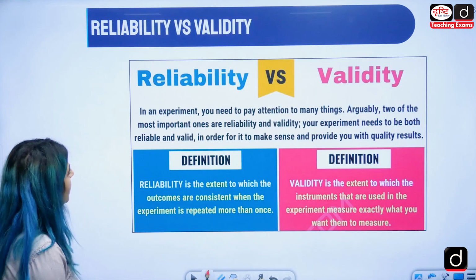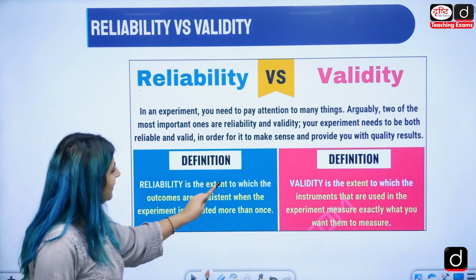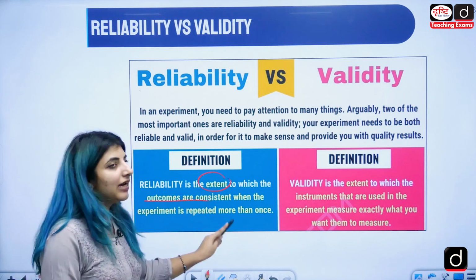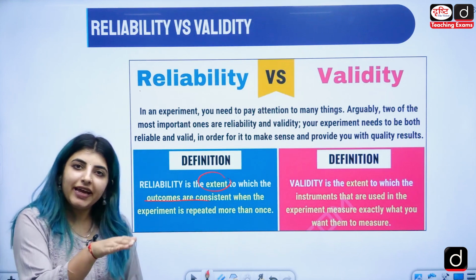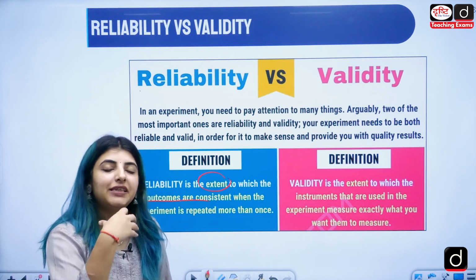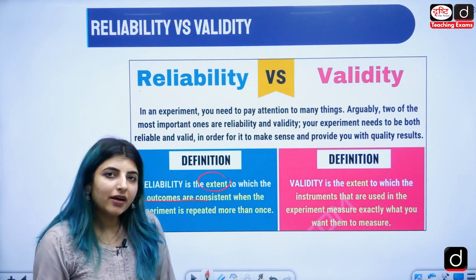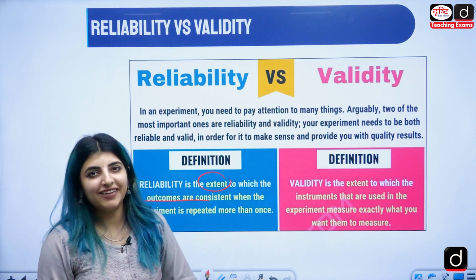Correct? So reliability is the extent to which outcomes are consistent. Time and again, the same thing is being repeated. So you can rely on that. The more the similarity, the more the reliability.